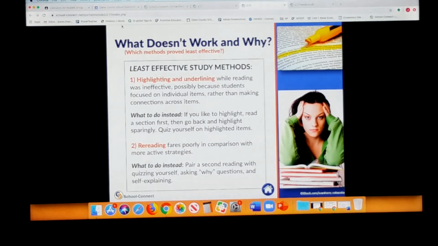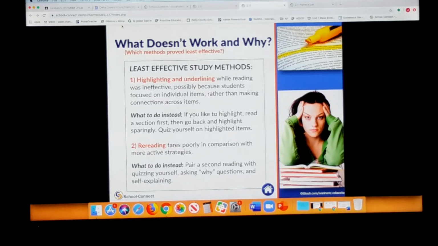So what doesn't work and why? The least effective study methods are just highlighting and underlining things. Doing that just while reading is ineffective, possibly because students focus on individual items rather than making connections across items. Instead, if you like to highlight, read a section first, go back and highlight sparingly, and quiz yourself on highlighted items. I don't really highlight my books very much when I'm reading to prepare for lectures because I tend to highlight everything. I have a hard time deciding what's most important and what's least important. So that's part of the reason that highlighting isn't super effective.